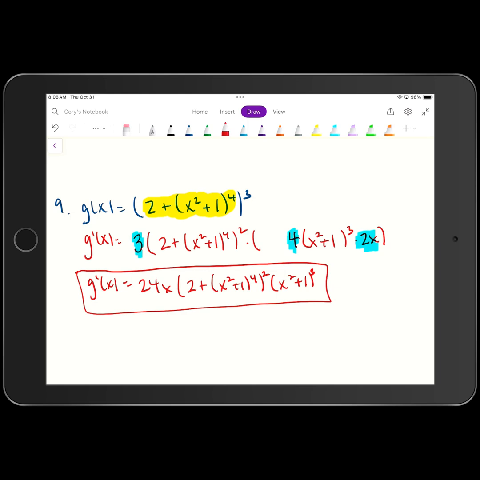Okay, and that right there is our derivative taken and then simplified completely.